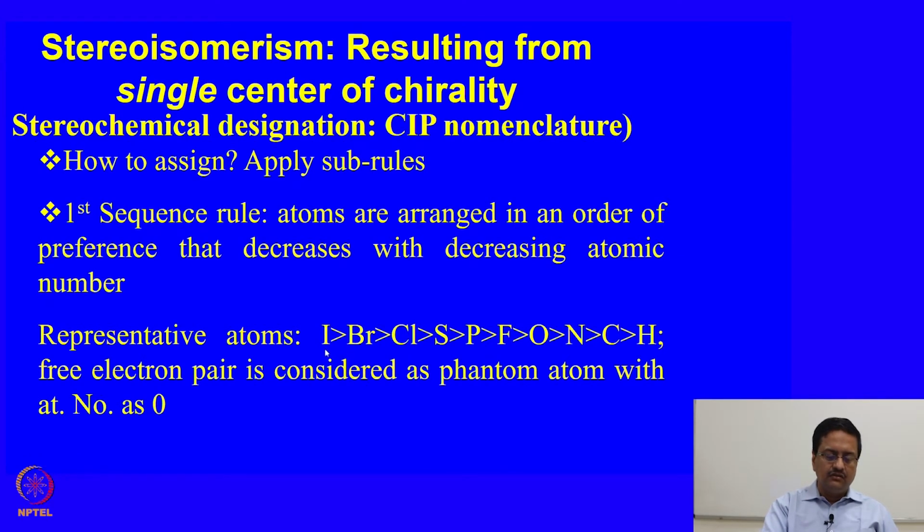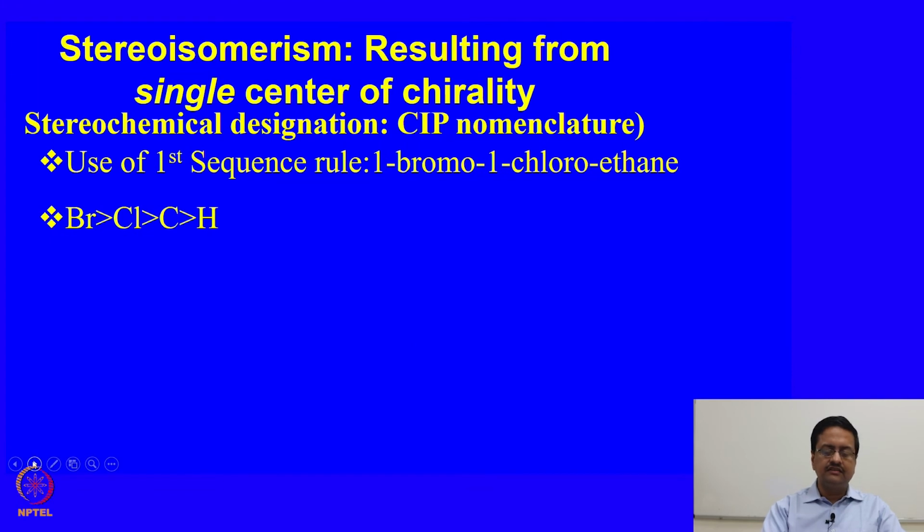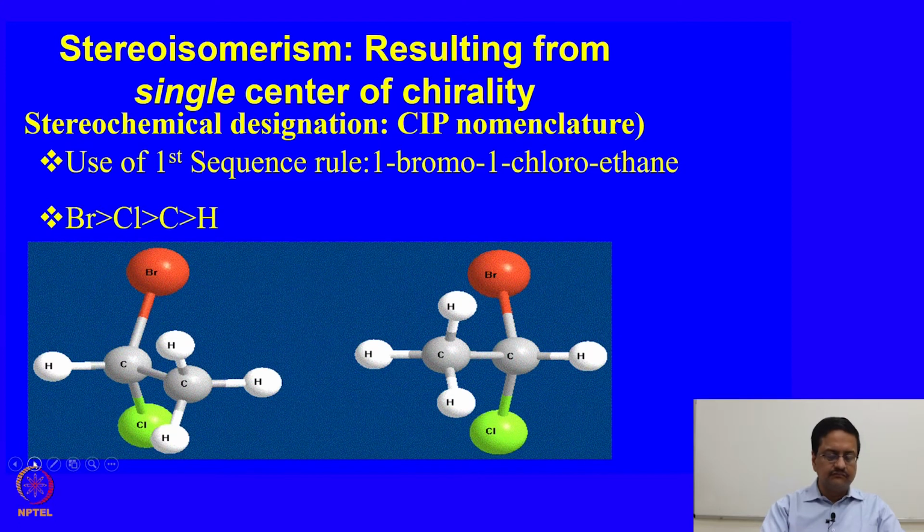So in this, the order is iodine, bromine, chlorine, sulfur, phosphorus, fluorine, oxygen, nitrogen, carbon, hydrogen, like that, which are in general present in various organic molecules. A free electron pair is considered as a phantom atom with atomic number 0 and is given the lowest priority. So now use the first sequence rule: 1-bromo-1-chloroethane, bromo, chloro, carbon and hydrogen. And then we draw the molecule like this. You have two different isomers that are drawn here.